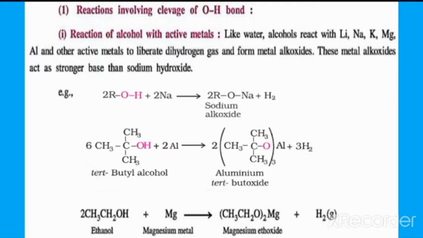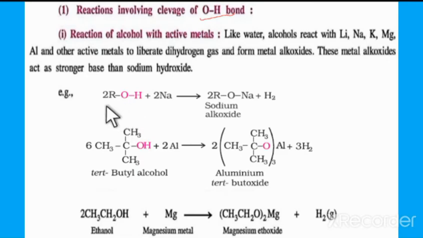Next, in the case of alcohols, there are mainly two types of reactions. One is the cleavage of the O-H bond, the other is the cleavage of the C-O bond. Here we discuss the cleavage of the O-H bond first. In the reaction with active metals, when alcohols are treated with metals like sodium, magnesium, aluminum, they give the corresponding alkoxide of the metal, in addition to hydrogen gas.